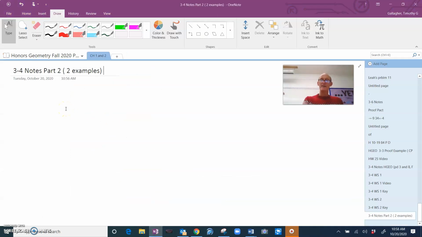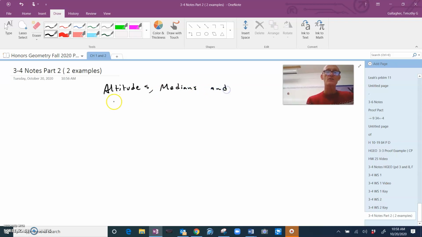Okay, good morning again, and this is 3-4 Notes Part 2. This is two examples in 3-4. And in 3-4 we talked about altitudes, medians, and auxiliary lines. And this example looks like this.